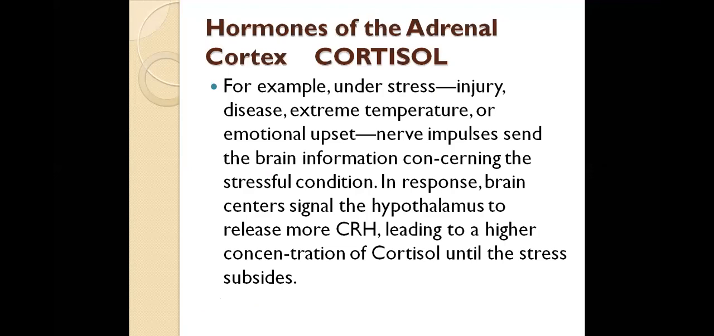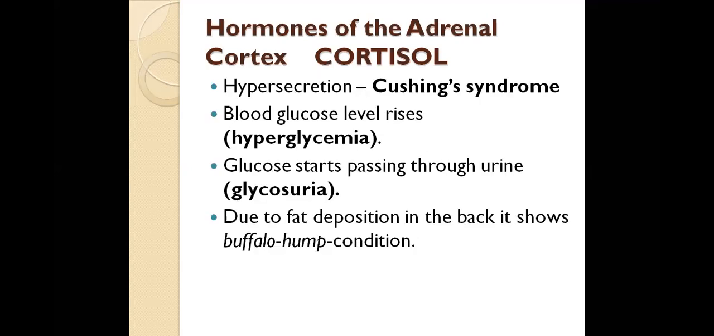When we are under stress, injury, disease, extreme temperature, or emotional upset, nerve impulses send the information to the brain, and cortisol is released to subsidize the activity. The cortisol levels will be increased. What happens if the cortisol levels reach the maximum? That is hypersecretion, Cushing syndrome, to be remembered.